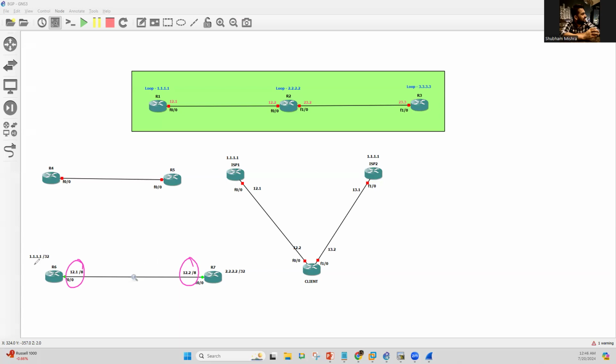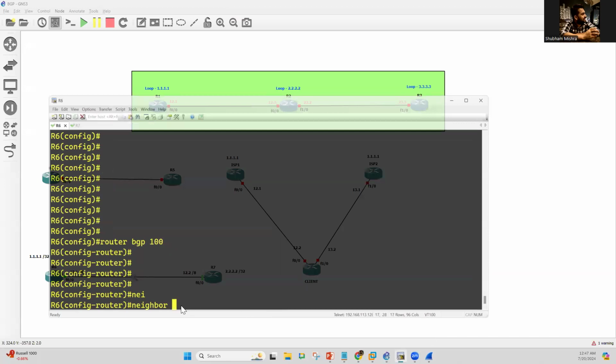Even I can configure the neighborship between 1.1.1.1 and 2.2.2.2. That is called indirect neighborship. We will discuss indirect neighborship later, but right now we are only discussing direct neighborship. Okay, everyone, now see, I am writing neighbor. After that you have to write the IP address of the neighbor, 12.0.0.2. Done. After that, what? You have to write the command remote-as, the AS number of your neighbor.